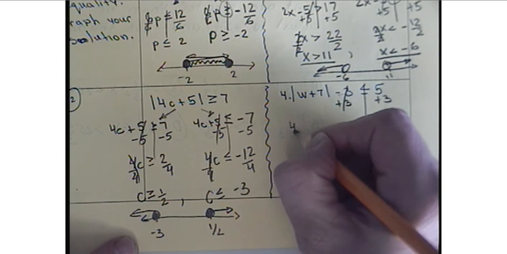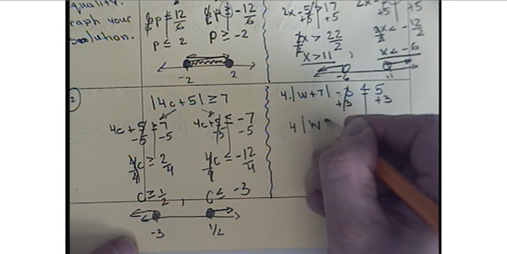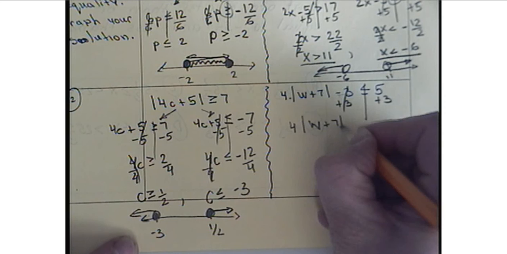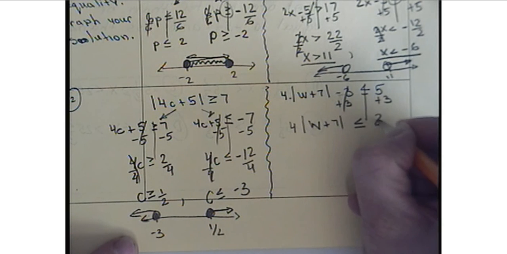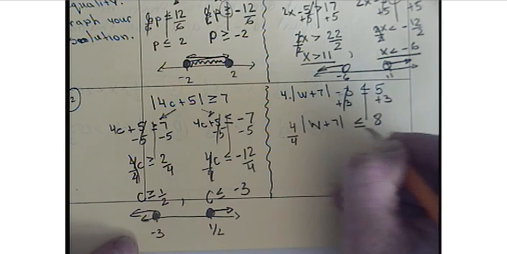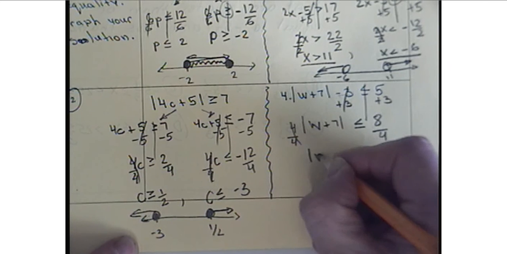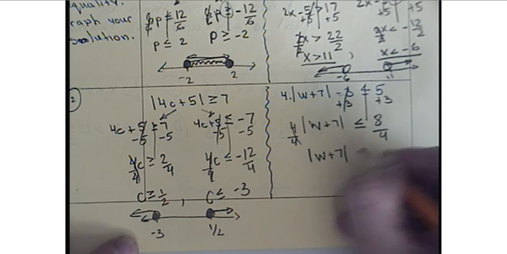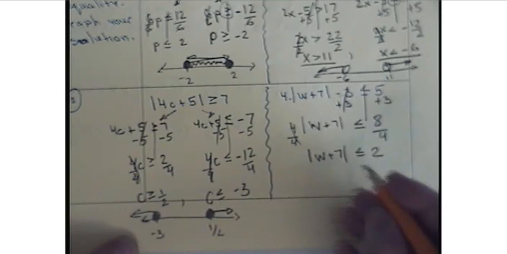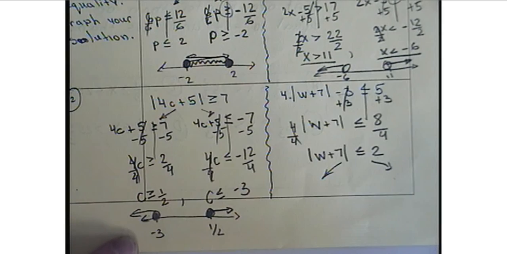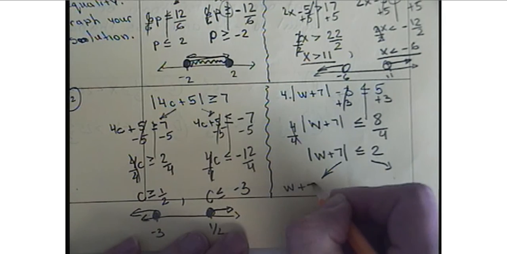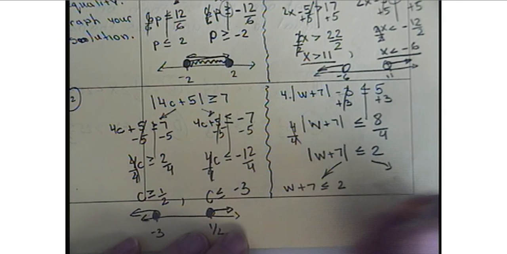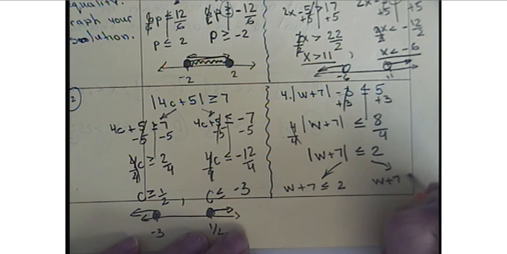Then we have 4 times absolute value of w plus 7 is less than or equal to 8. Next step, we will divide by 4. So absolute value of w plus 7 will be less than or equal to 2. From here, we can go ahead and separate. So w plus 7 is less than or equal to 2, and w plus 7 will be greater than or equal to negative 2.